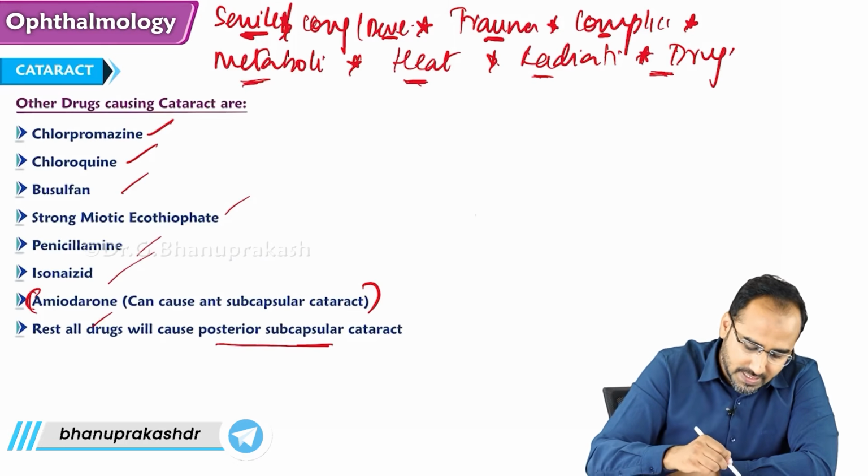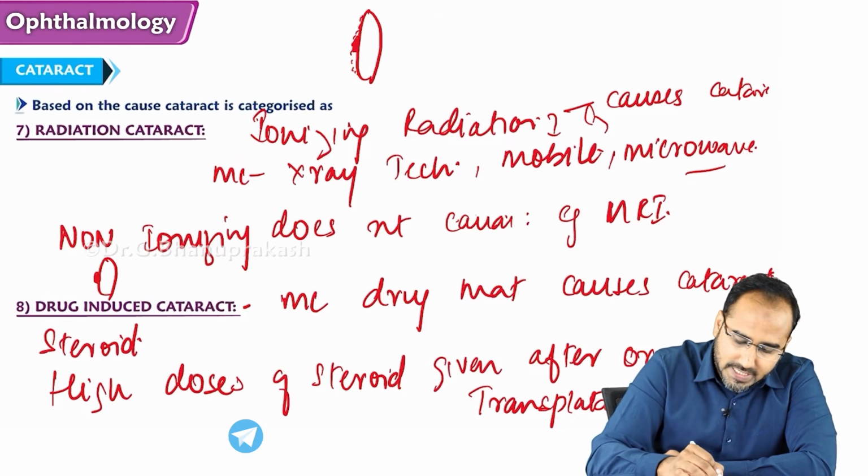We are discussing the staging of cataract. In the staging of cataract, we have discussed the early incipient stage. Then comes the immature stage, then the mature stage. In the immature stage, only the iris shadow is seen.